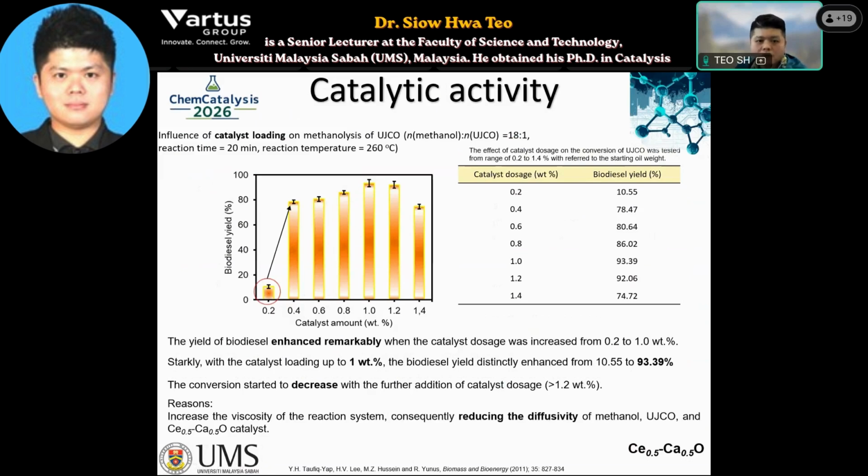However, further increasing the catalyst loading beyond 1% resulted in a decrease in biodiesel yield. This may be due to an increase in the viscosity of the reaction mixture, which reduces the mass transfer and limits the interaction between the reactants and the catalyst active sites. Therefore, a catalyst loading of 1% was identified as the optimum condition for biodiesel production using this mixed oxide catalyst.